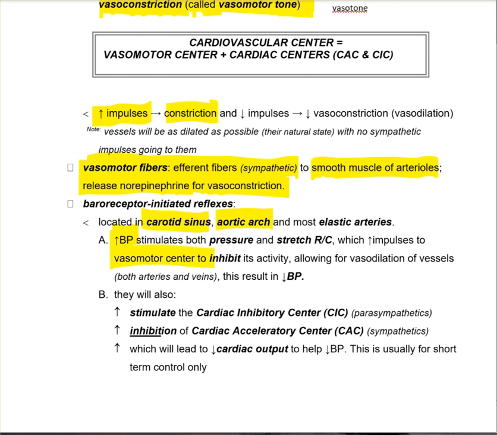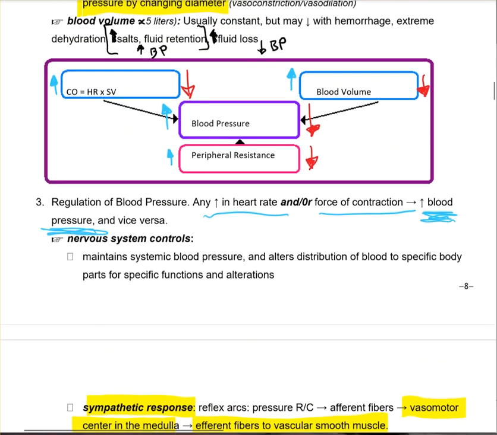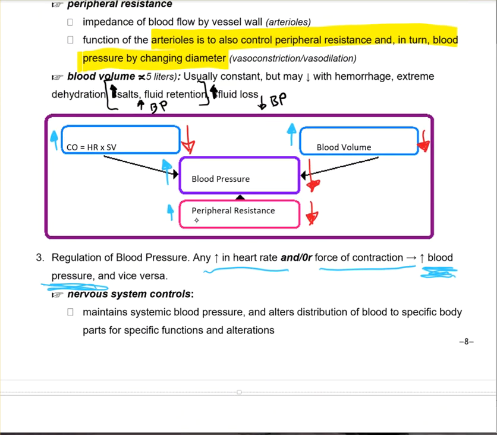So if we notice there's a lot of blood pressure in our aorta and our carotid arteries that go up to our brain, that worries us that our blood pressure is getting too high. So what it does is it tells the vasomotor center to inhibit the activity and allow vasodilation of vessels, both arteries and veins, but mostly arteries, and it results in lower blood pressure in our periphery, right? Because what it'll do, I'm going to go back up here, is it will make the lumen size bigger, which will lower peripheral resistance by vasodilating, and that will lower blood pressure, okay?